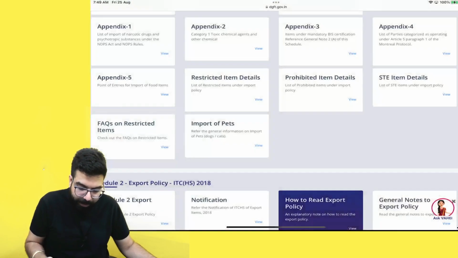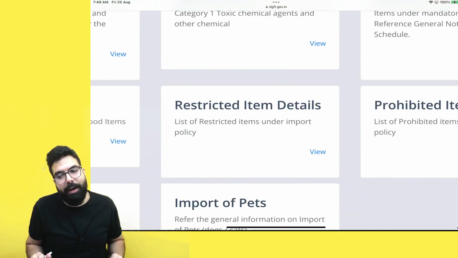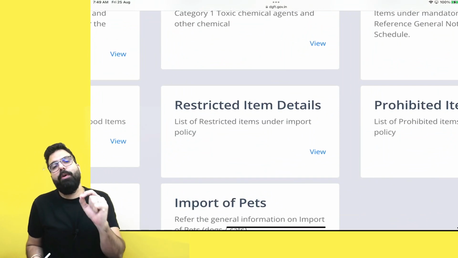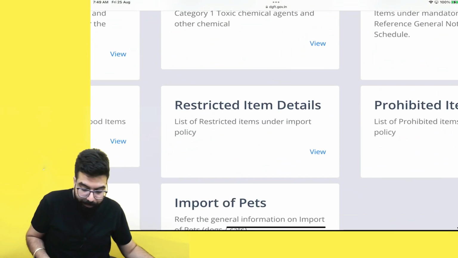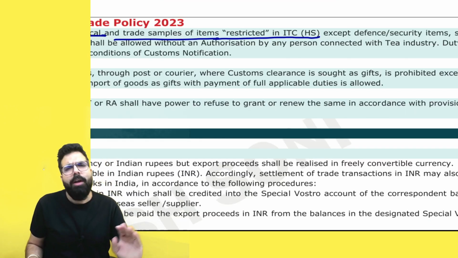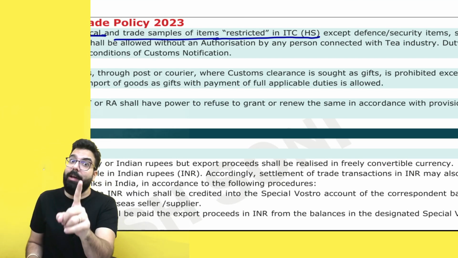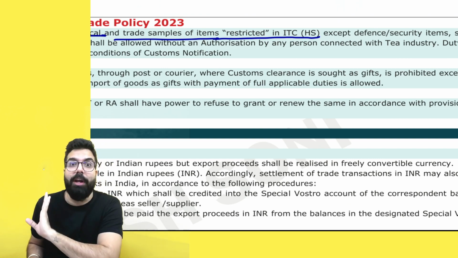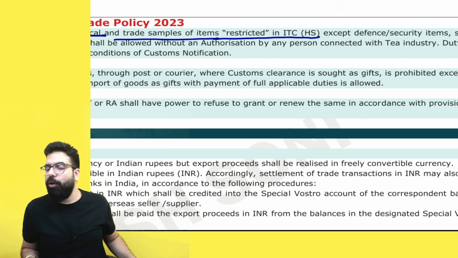Baba, in here you will see some items are being restricted. For these restricted items also, they are going ahead and telling you don't need any license, you don't need any authorization if it is import of samples. Otherwise, for restricted items you always need authorization. But if it is import of sample, you don't need any authorization.